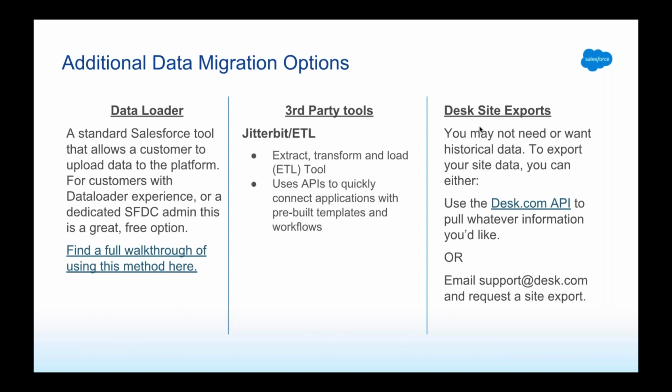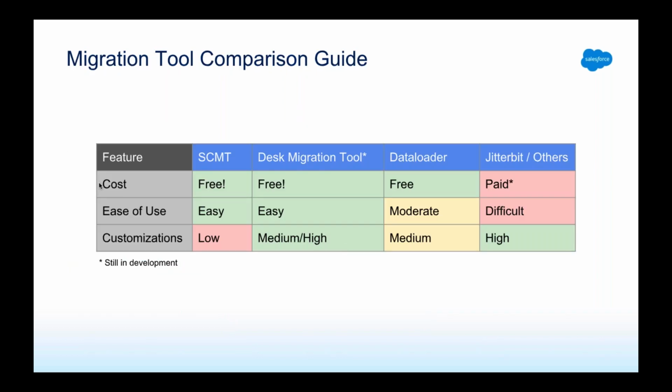Also, just a reminder that Desk can give you full site exports, so maybe you just want to back up your data. You can do that with full exports. And so to sum all this up, I listed out three features: cost, ease of use, and customizations. Most of the tools are free, except for Jitterbit and other paid tools. Partners, obviously not free, but we have a bunch of free tools from the App Exchange that you can use, and the data loader.